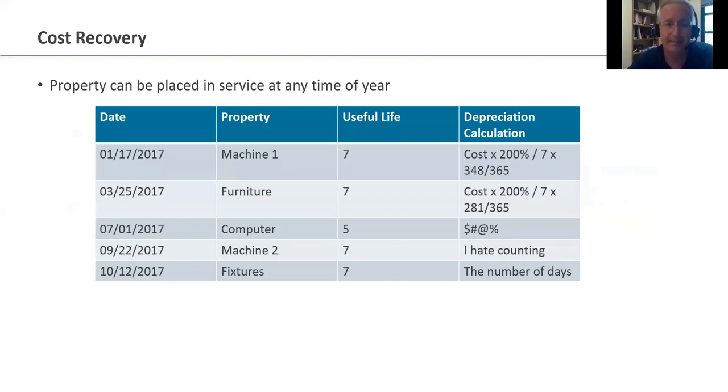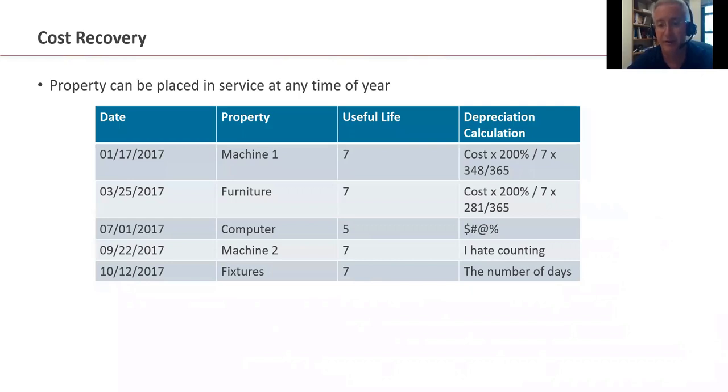So let's look at an example where property can be placed in service any time of year. I'm operating a business and these are the properties I placed in service during the year. I put a machine in service in January, some furniture in service in March, a computer in service in July, another machine in September, and some fixtures in October. I can go back to my table and identify the useful life for each of those items. And now it's time to calculate depreciation. It would be under the double declining balance method. For the first year, you take the cost of that item, multiply it by 200%, divide it by its useful life, then multiply that, in this case, by the number of days during the year, right?